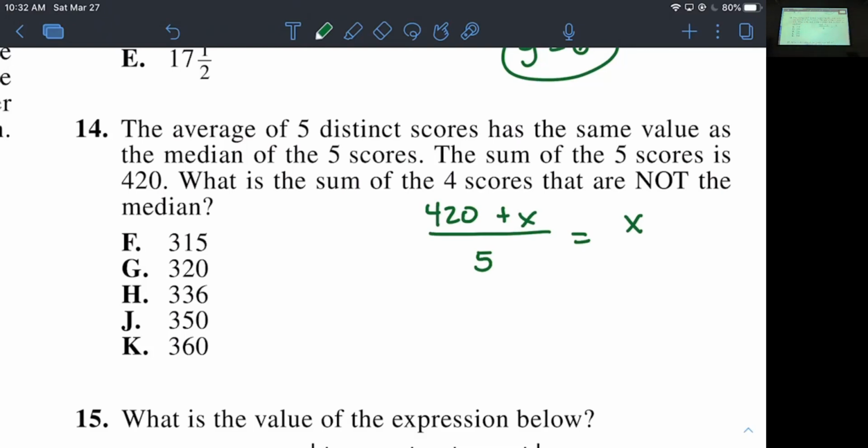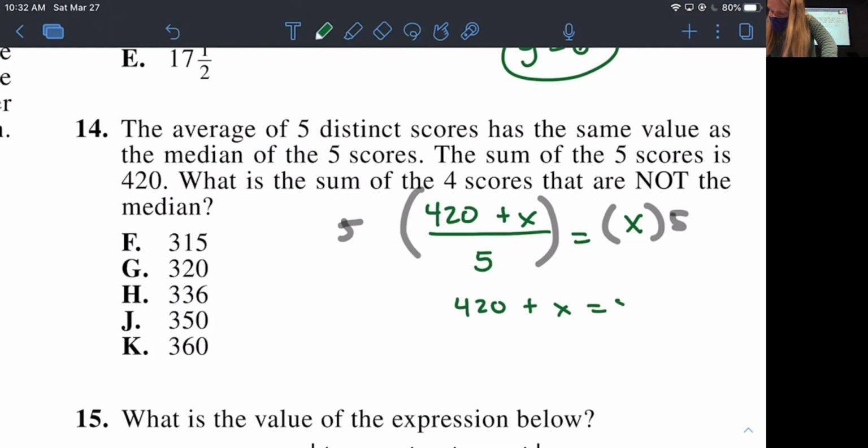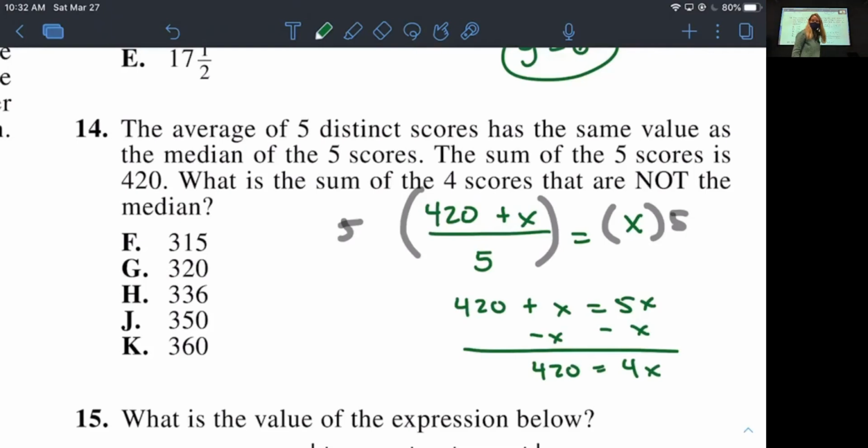So the average is add up all the scores divided by 5, correct? 420 is the 4 scores. X is the median. So 420 plus X divided by 5 is my average. That's going to equal the average, but it's also the median score. I'm going to multiply both sides by 5, and I get 420 plus X equals 5X. Subtract the X from both sides. So 420 equals 4X. So what's X going to be?